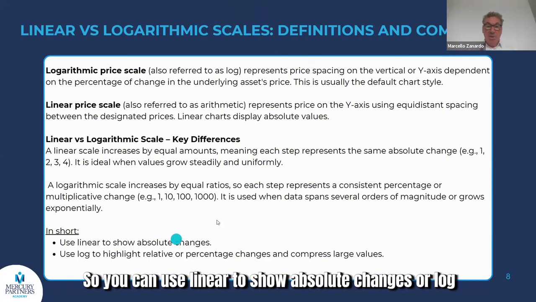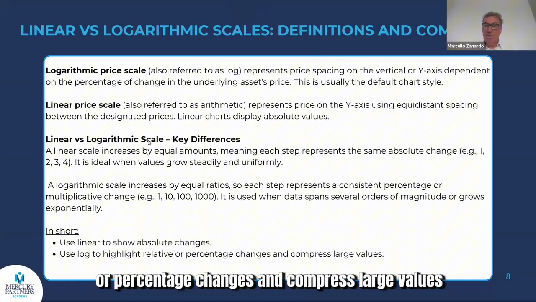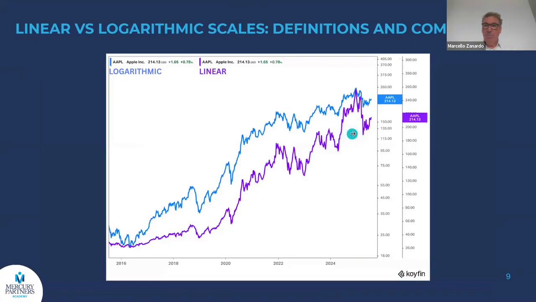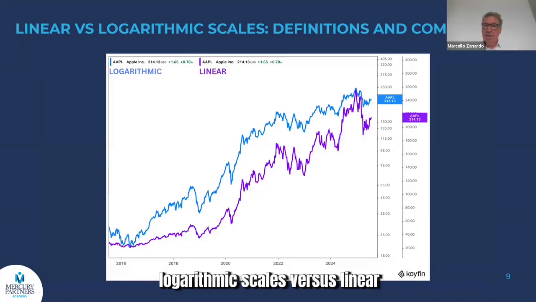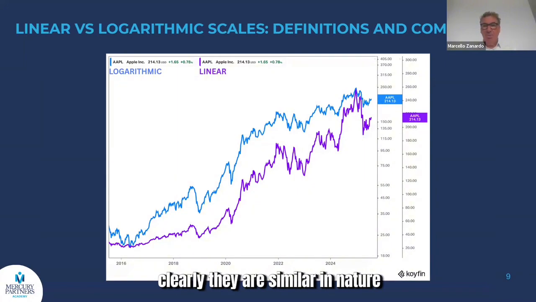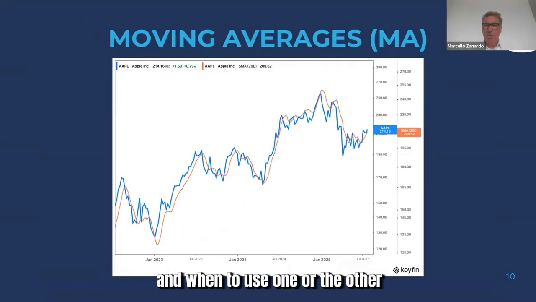So you can use linear to show absolute changes or log to highlight relative or percentage changes and compress large values. If we look at logarithmic scales versus linear, you have an example again of Apple. We just put the two so you can have an idea. Clearly, they are similar in nature, but I just gave you the benefit and advantage and when to use one or the other. Now we go into moving averages.